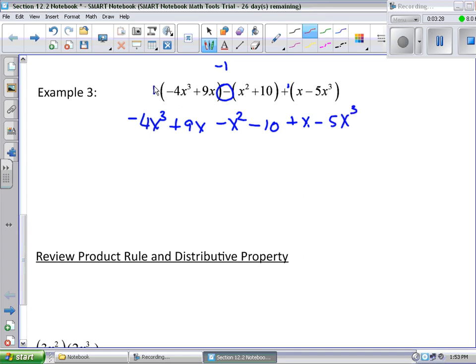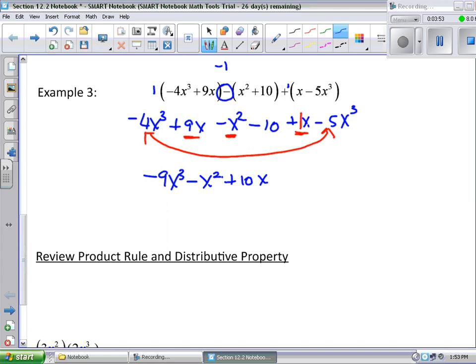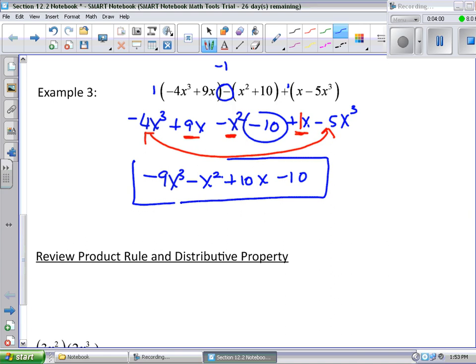So now I'm going to combine the like terms. I have two terms with cubes in them. Negative 4x cubed and negative 5x cubed will give me negative 9x cubed. I only have one squared term. I'll just go ahead and write it down, negative x squared. Then I have positive 9x and positive 1x, which will give me positive 10x. And then I have my minus 10 left that I will need to put in the answer.